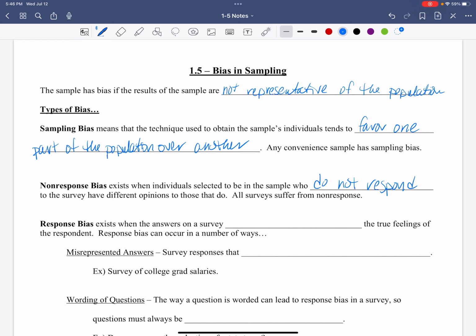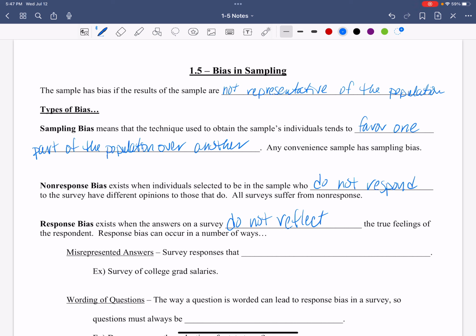All right. A response bias exists when the answers on a survey do not reflect the true feelings of the respondent. So that's what makes a response bias: if the response that is given does not represent the true feelings of the respondent, right? Wow, I'm really tripping over my words. There are different types of response biases that we can look at.